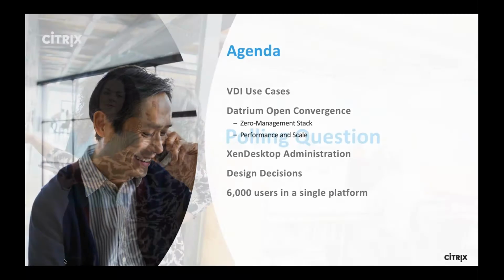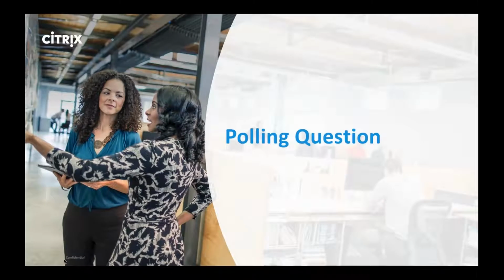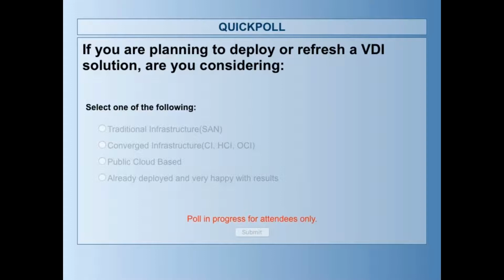But before we go ahead, we have a polling question. I've launched the poll question, and it says, if you are planning to deploy or refresh a VDI solution, are you considering a traditional infrastructure like SAN, or converged infrastructure like CI, HCI, or OCI, a public cloud-based infrastructure, or already deployed and you're already happy with the results? That's great. I see some responses already here. Let's give another few seconds.